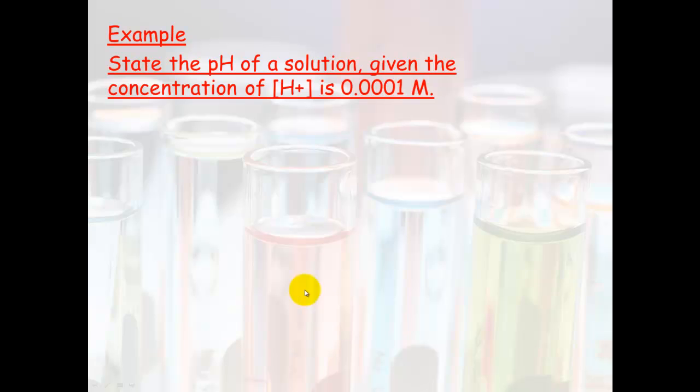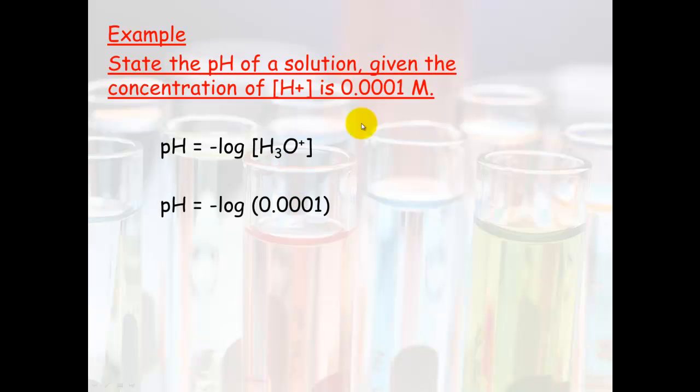So, how do we use this? An example question is that you need to state the pH of a solution given that the concentration of H+ is 0.0001 molar. So, we use this formula here that pH equals negative log 10 hydronium. We pop in this figure here, which is the hydronium concentration, and we solve to get a pH of 4.